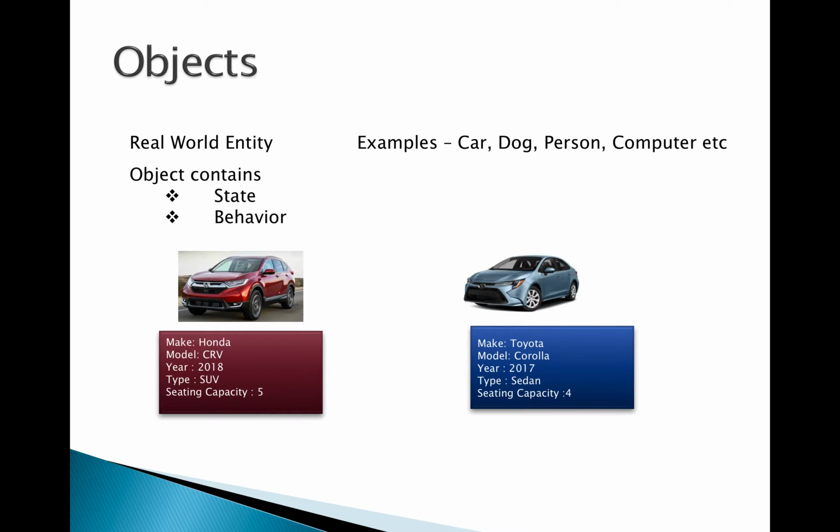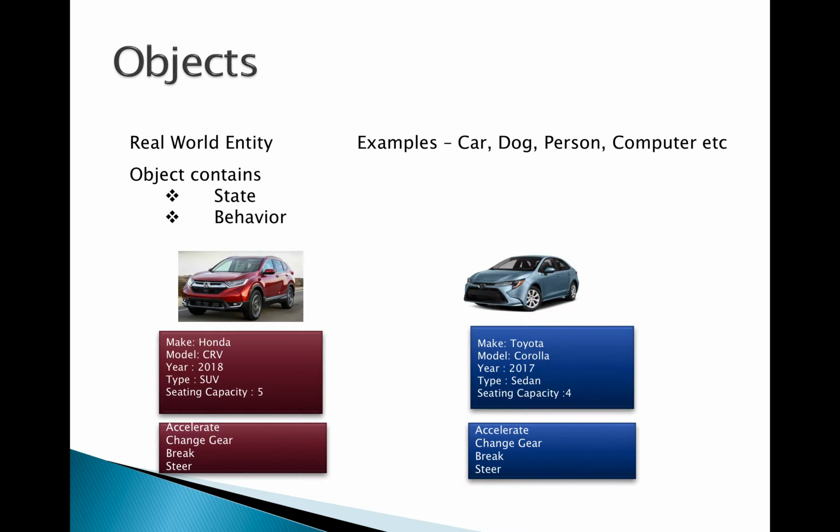In the case of a car, you have some behaviors. With the car, you can accelerate, you can change the gear, you can brake, you can steer. All these things are behaviors of a car. In the case of a person, a person can walk, a person can run. These are all behaviors of a person. So any object that you see will have a state and a behavior. State is nothing but the properties, or what an object possesses, and behavior is what an object can do.